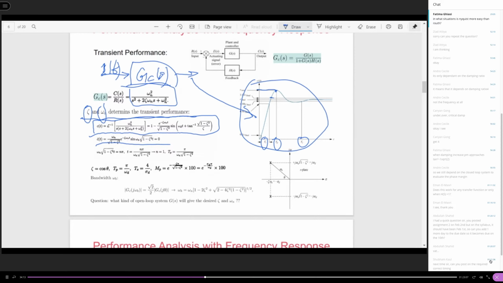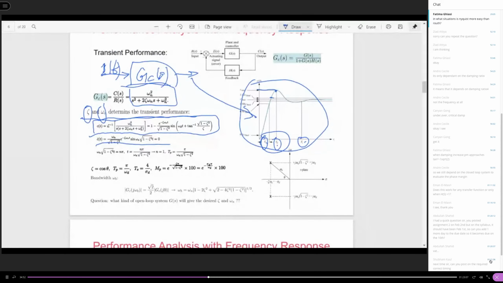So this transient performance is not easy. It cannot be characterized with one single index, because transient performance is kind of complicated and not straightforward. That's why you need multiple indices to characterize it. First, you need to know how fast the response is going to be, which is characterized by the rising time TR, the peak time TP, and the settling time TS.